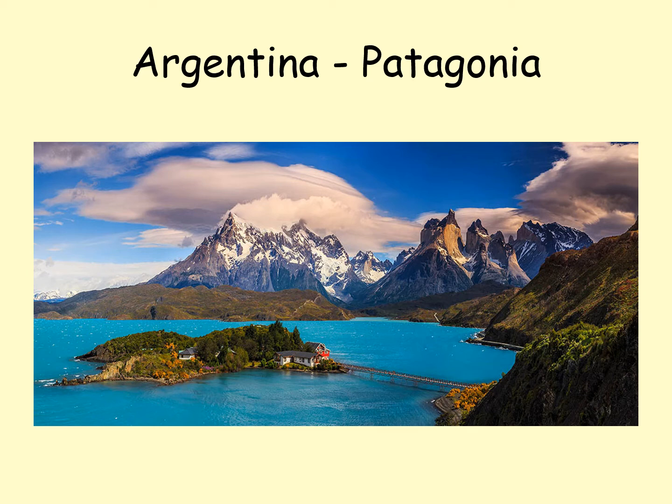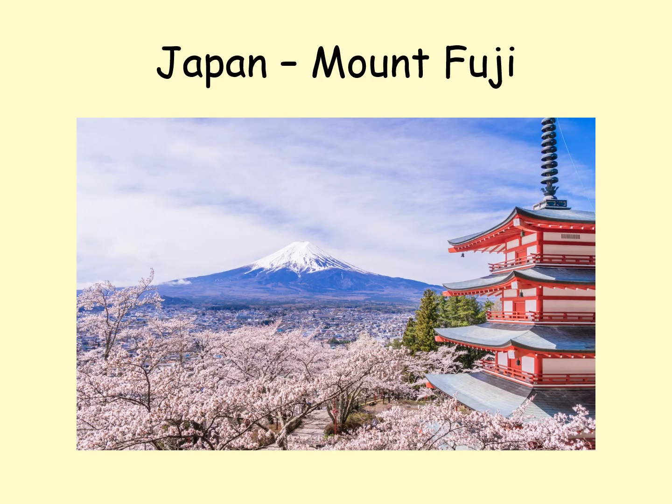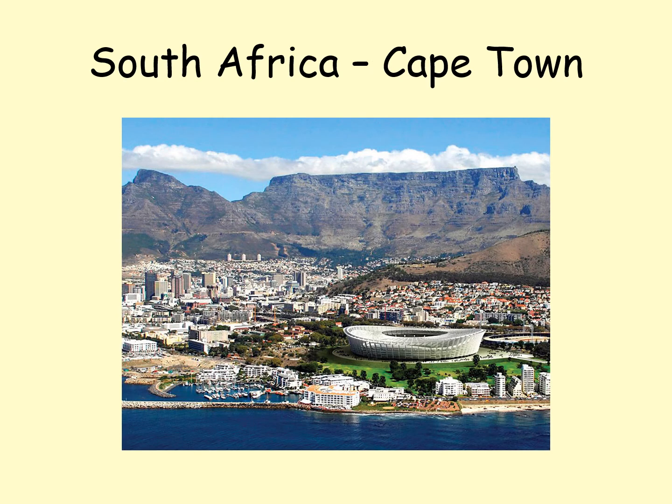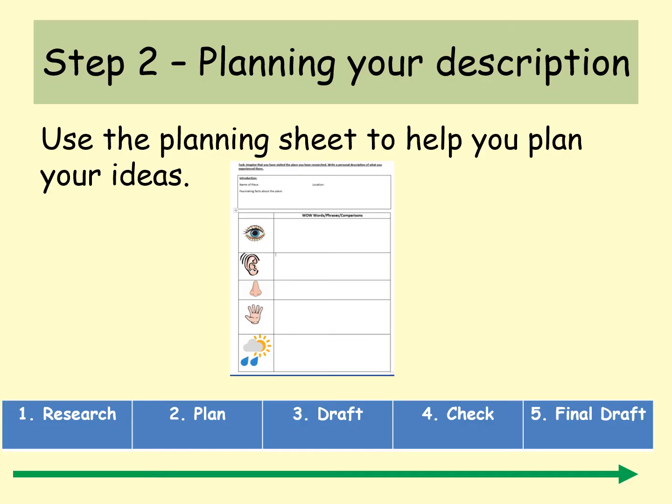So you'll need to do some research around it. It could be that you go to Japan and go somewhere like Mount Fuji, for example. It might be that you decide to visit South Africa and go to Cape Town, and in the background there is Table Mountain. Whichever place you go to, you need to research it well. So one of the first things that you're going to do is to actually carry out some research on your different place that you've chosen.